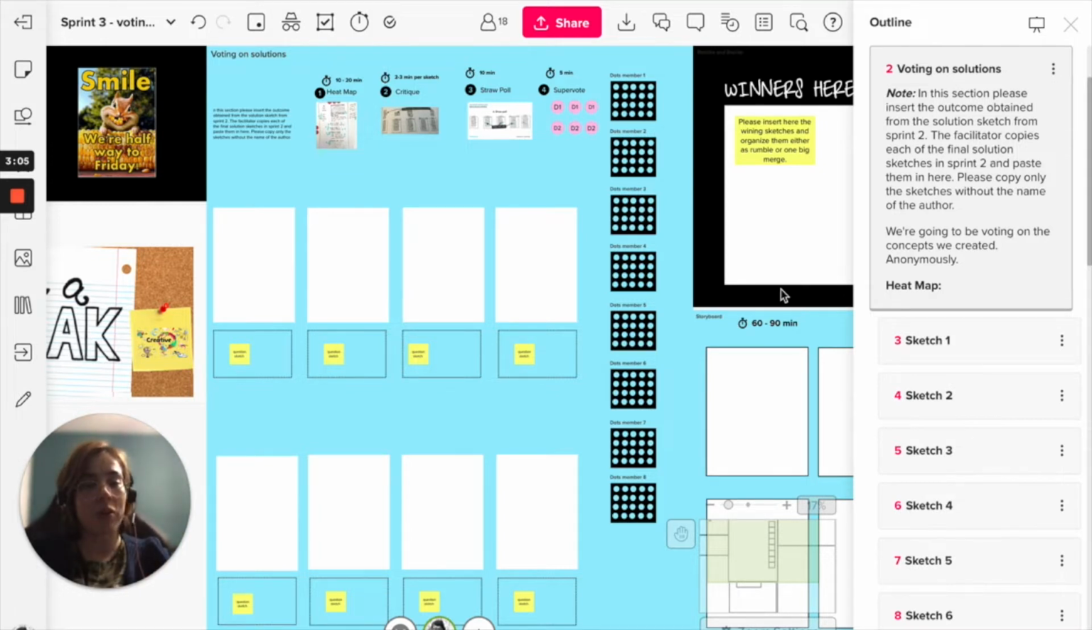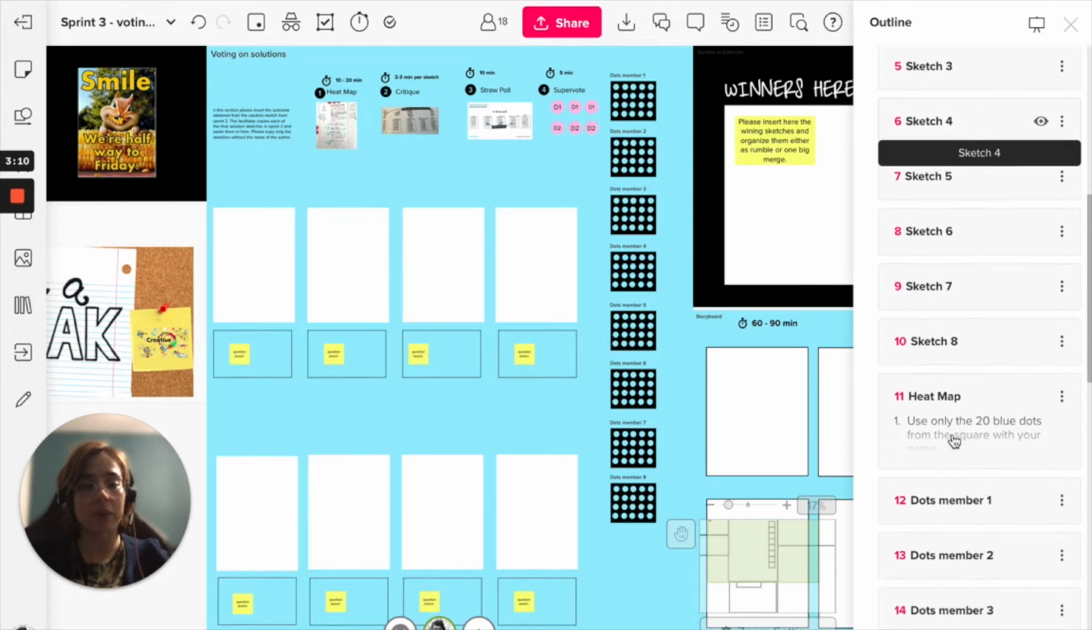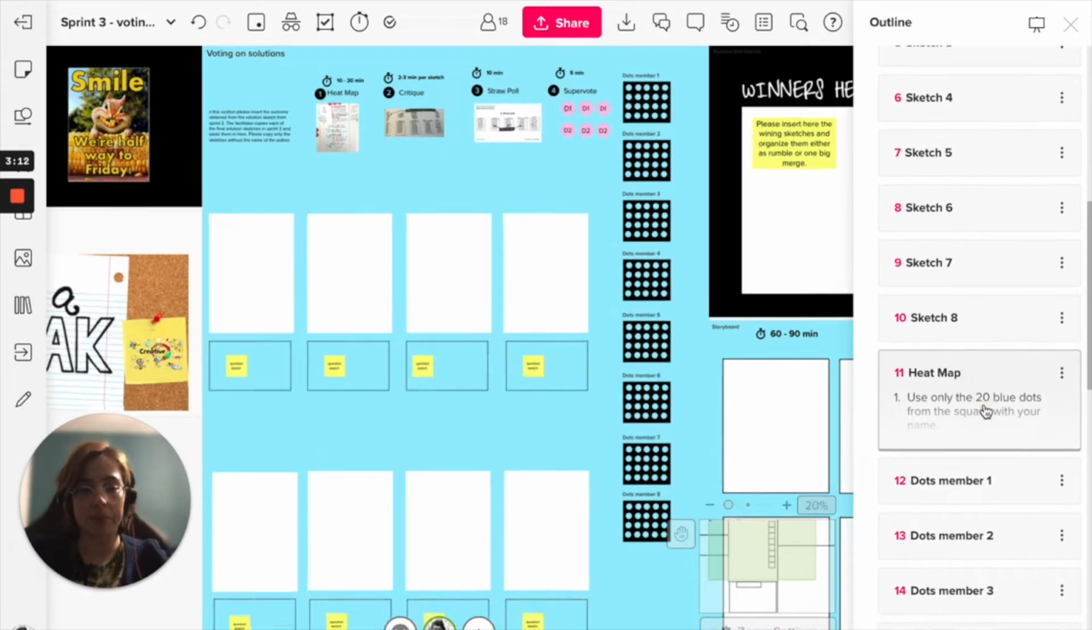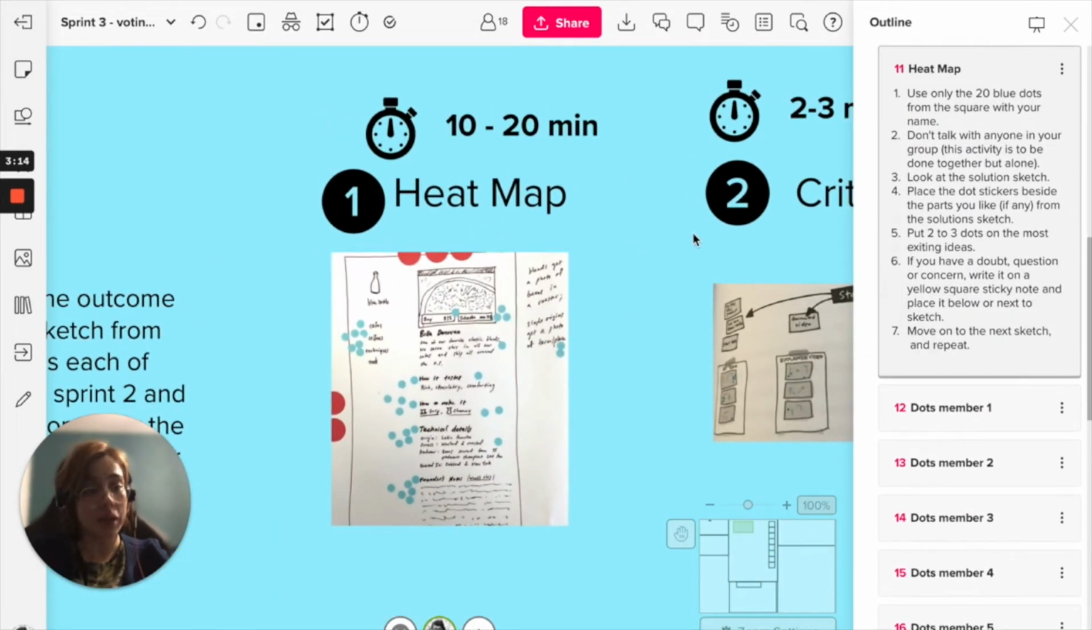Okay, once you have done that, we are going to start with the first voting activity, which is the heat map. The idea is that each member is going to have 20 blue dots. Each blue dot is a vote that you are going to place on the ideas that you like the most, on the sketches that you like the most. You can place as many dots as you want on the same sketch, of course trying to put 2 to 3 dots on the most exciting ideas.